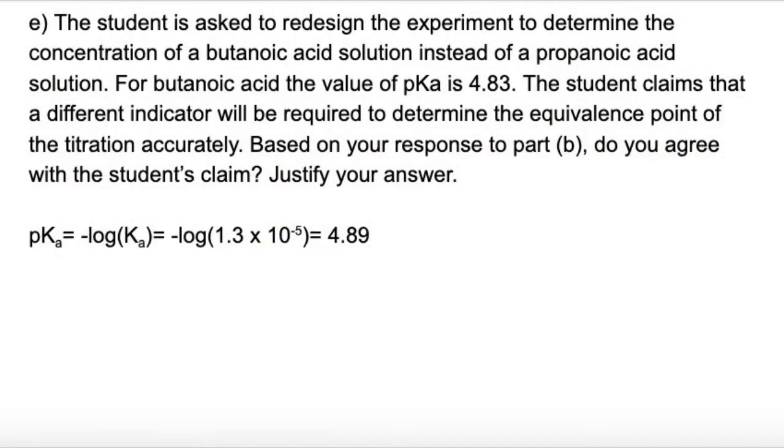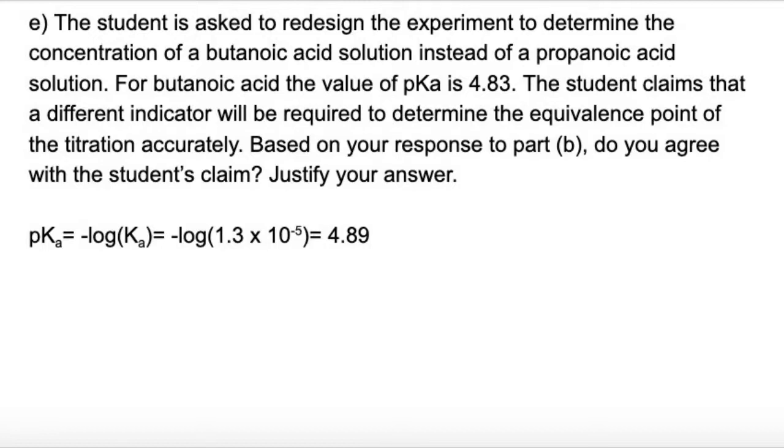So for part E, it states, the student is asked to redesign the experiment to determine the concentration of a butanoic acid solution instead of a propanoic acid solution. For butanoic acid, the value of pKa is 4.83. The student claims that a different indicator will be required to determine the equivalence point of the titration accurately. And based on your response to part B, do you agree with the student's claim and justify your answer?